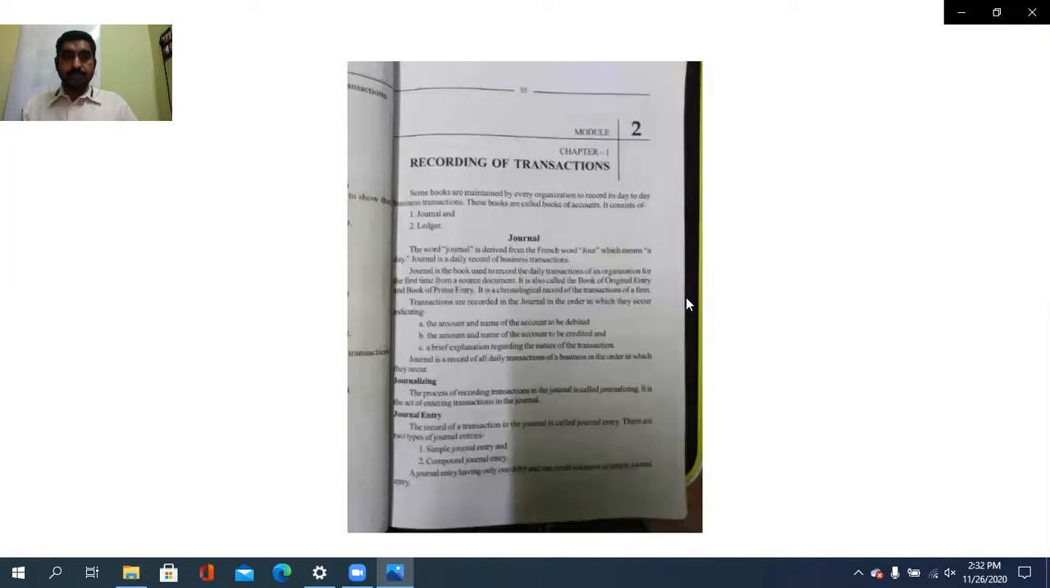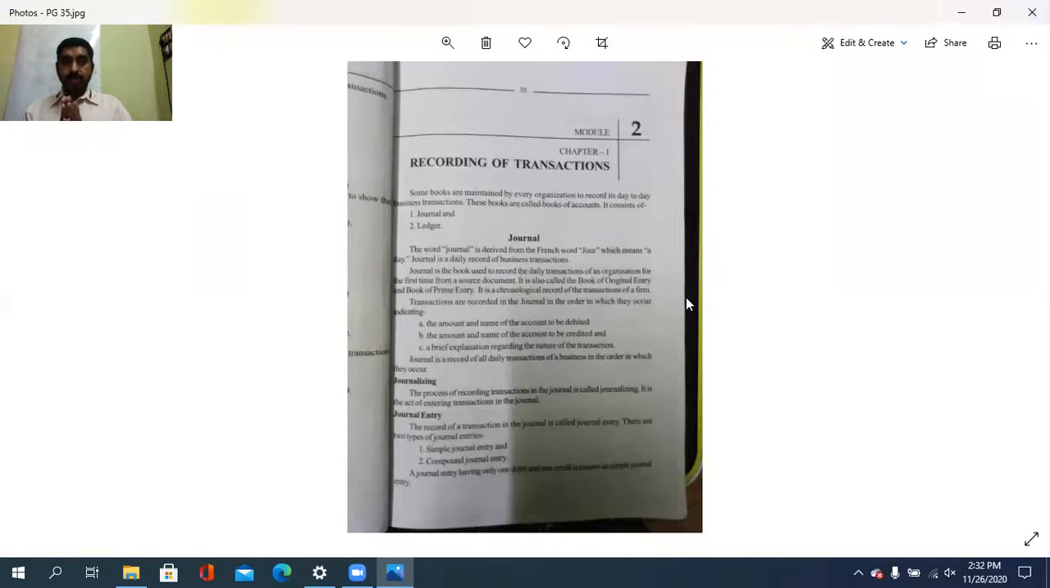Recording the transaction means what? If a transaction is to be entered or a dealing is to be done, based on the date it is recorded in a book. That book is called the journal. In detail, we are going to study the journal. We are going to start module 2, recording of the transaction, which is chapter 1, and the other chapter is the bank reconciliation statement.